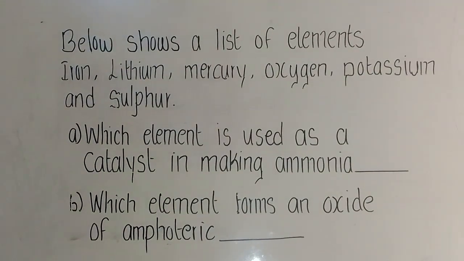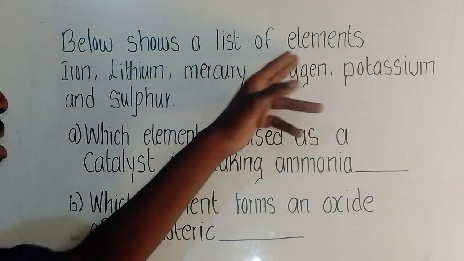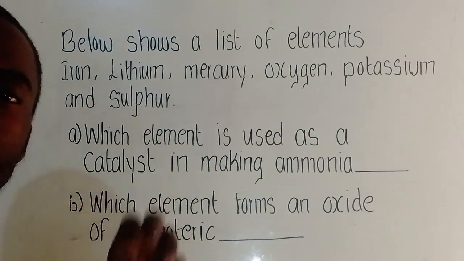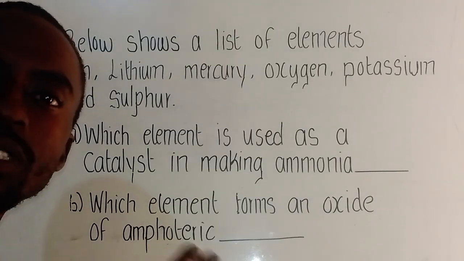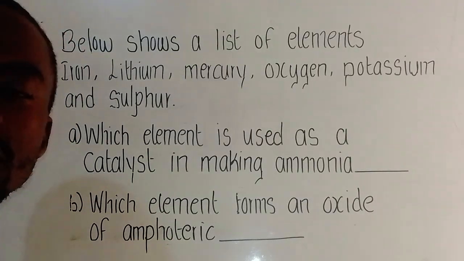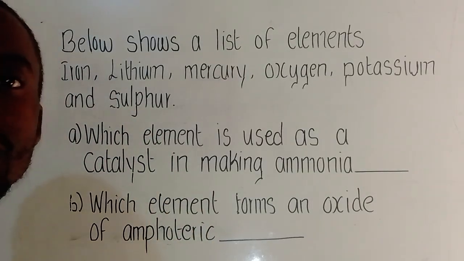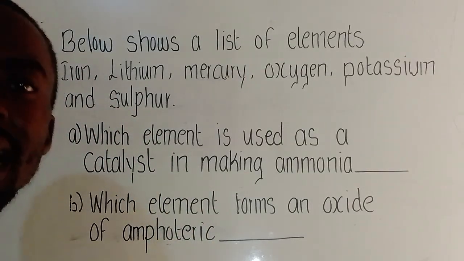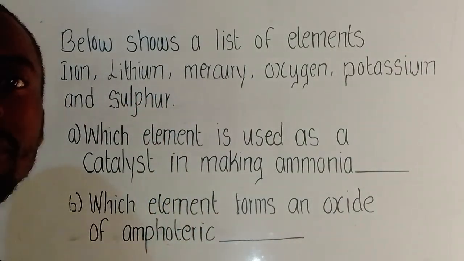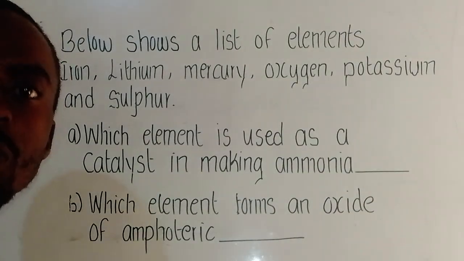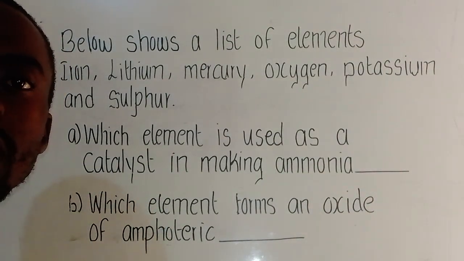Okay, so we have a chemistry question that says below shows a list of elements. So we're given iron. Now you need first to understand that when they say element, it is just a pure substance which cannot be split into two or more simple substances. Iron is a transition metal which is silvery in color, and the chemical symbol for iron is Fe. Lithium is a silvery white metal which is the lightest metal, and it has a chemical symbol of Li.